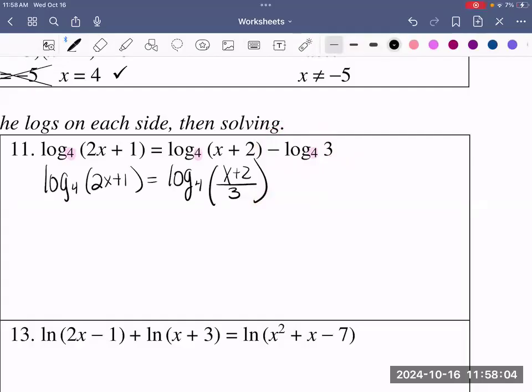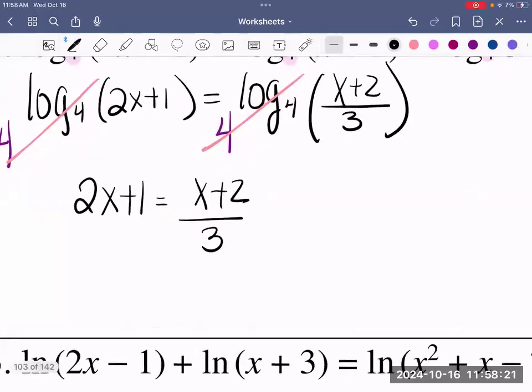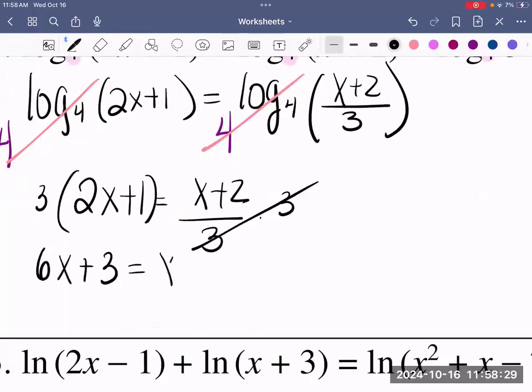Now again, because they have an equal base, and this time it's a base of 4, we can write a base of 4 on either side, which is going to allow us to cancel. We have 2x plus 1 is equal to x plus 2 over 3. Now let's try and get your 3 out of the denominator. So the easiest way to do that is to multiply 3 on both sides. So you're left with 6x plus 3 is equal to x plus 2.